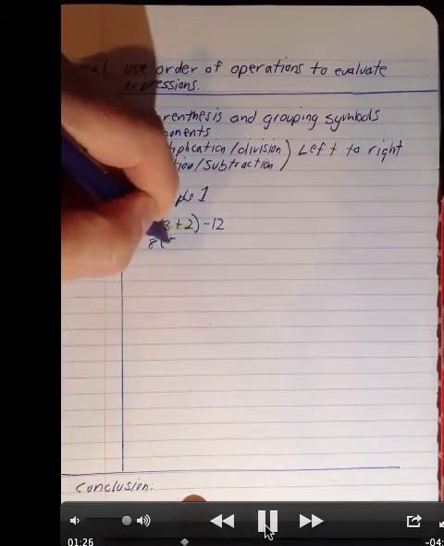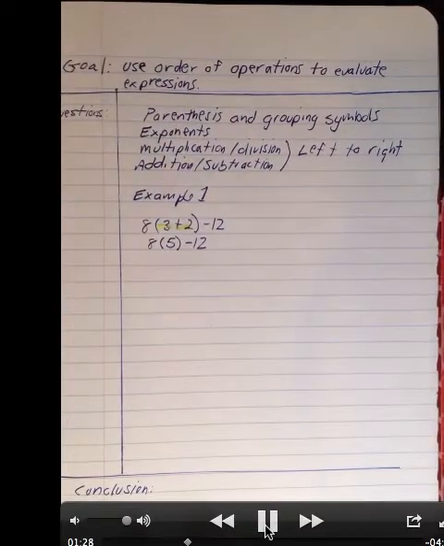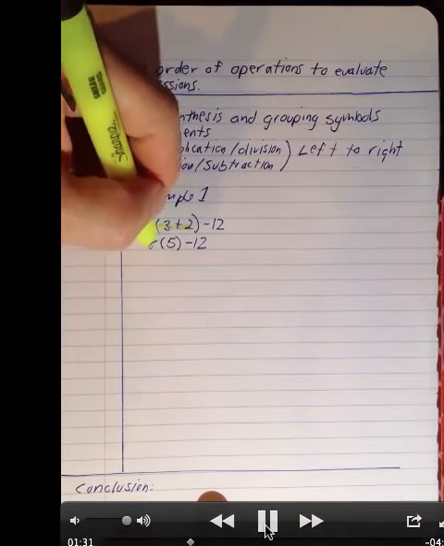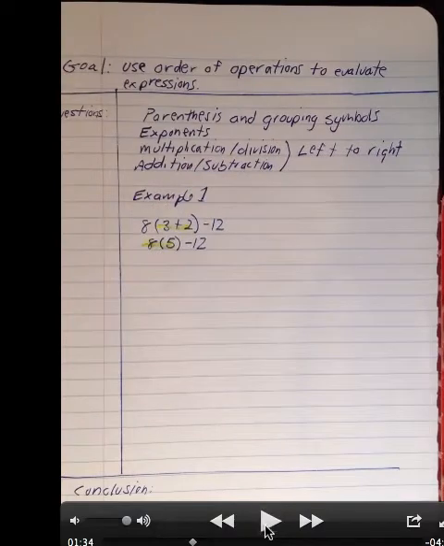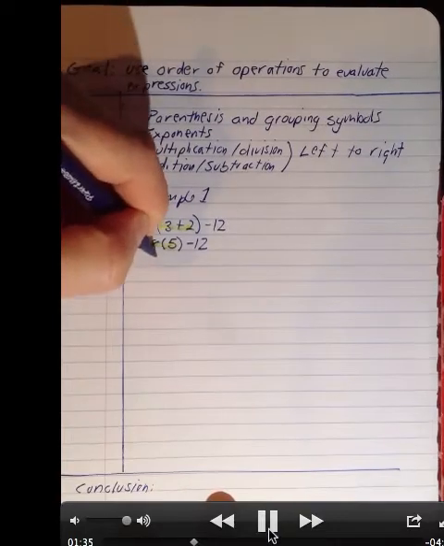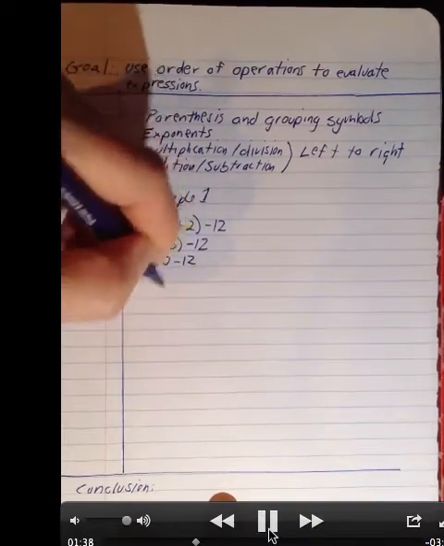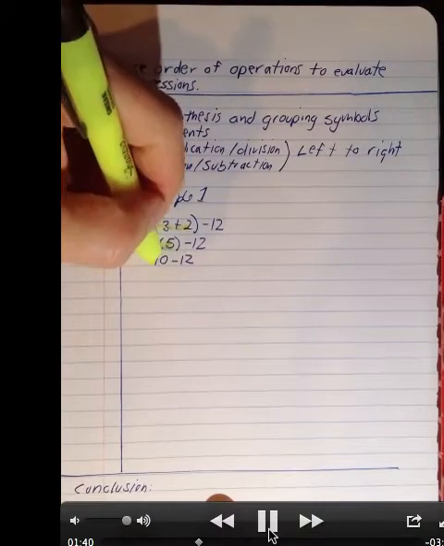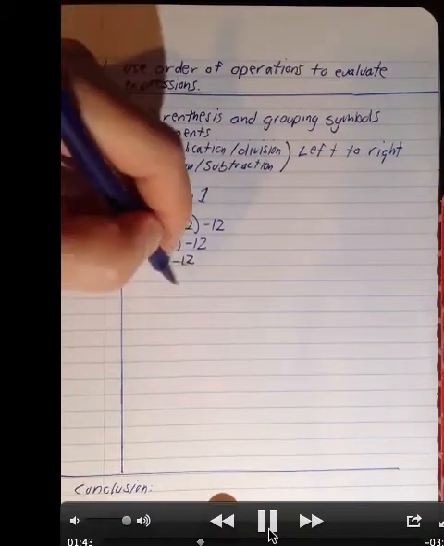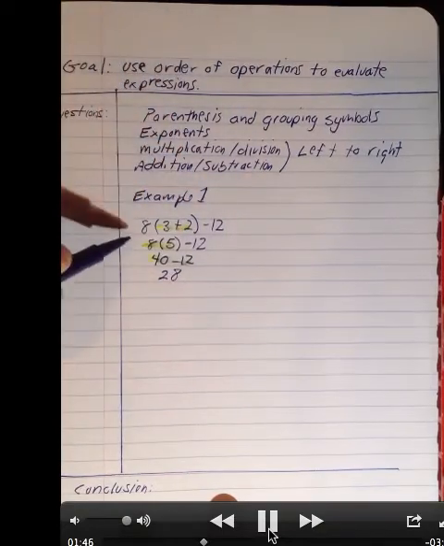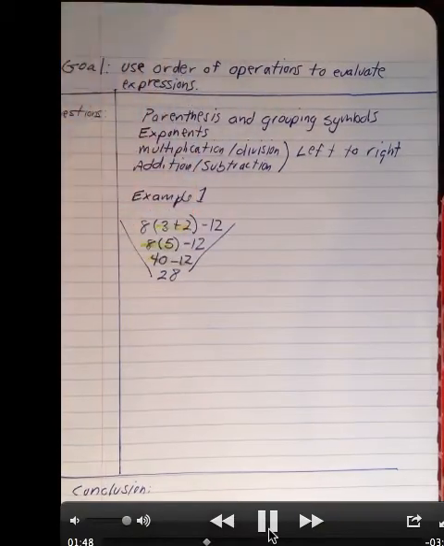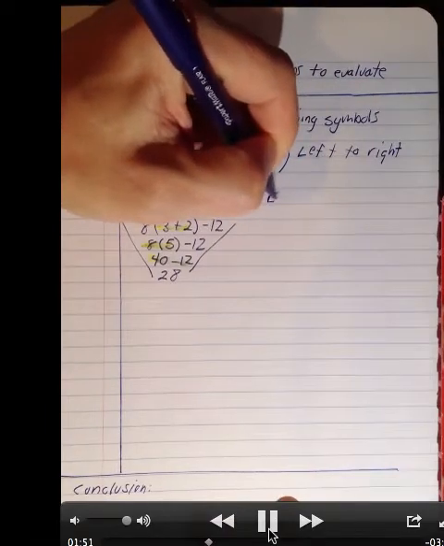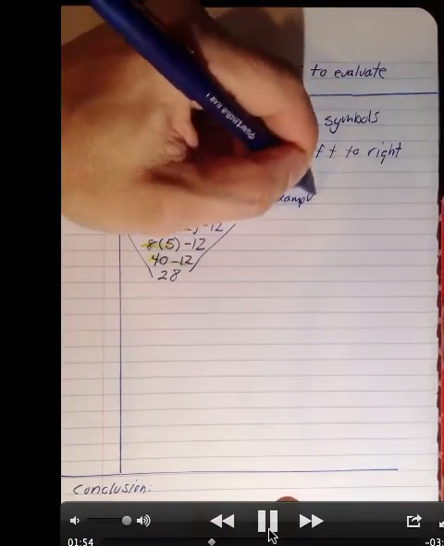So the 8 times gets copied down, then minus 12 gets copied down. I found no exponents, so the next thing that I found was multiplication and division. So that's what I highlighted. And then I carry out that computation and copy down the rest. All we have left is subtraction. So the answer is 28, and it ends up looking like a funnel, where at the bottom of the funnel the number pours out.